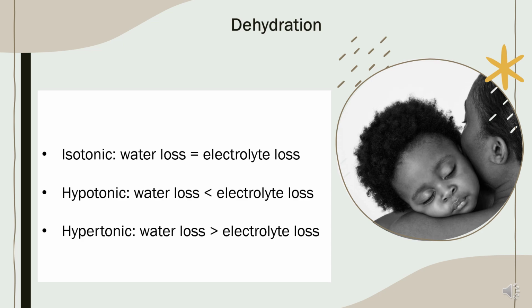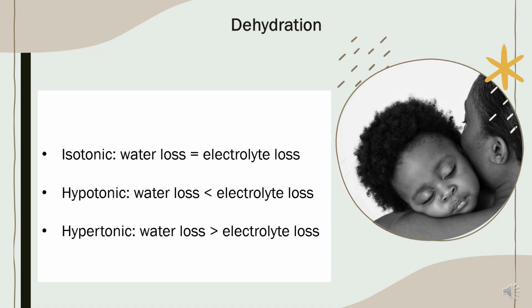In hypertonic dehydration, water loss is greater than electrolyte loss. This is often seen with fever, poor fluid intake, or excessive insensible losses. As water is lost, sodium levels rise. Fluid shifts out of the cells into the bloodstream, causing cellular dehydration. This type can be especially dangerous because neurological symptoms may appear due to brain cell dehydration.